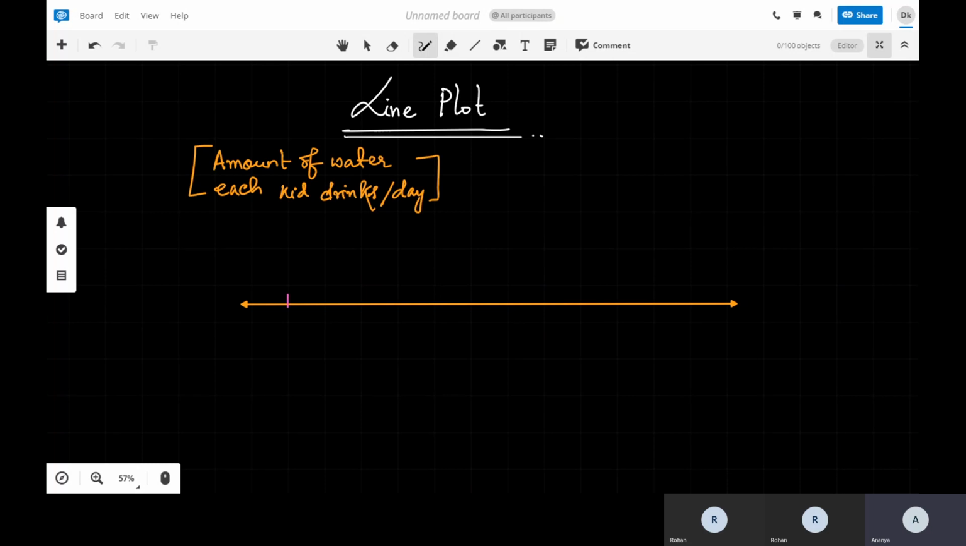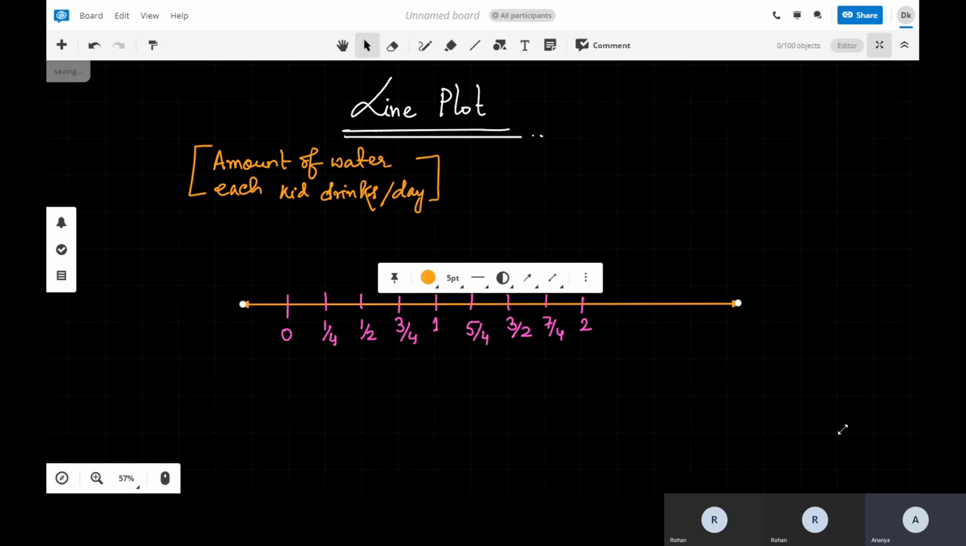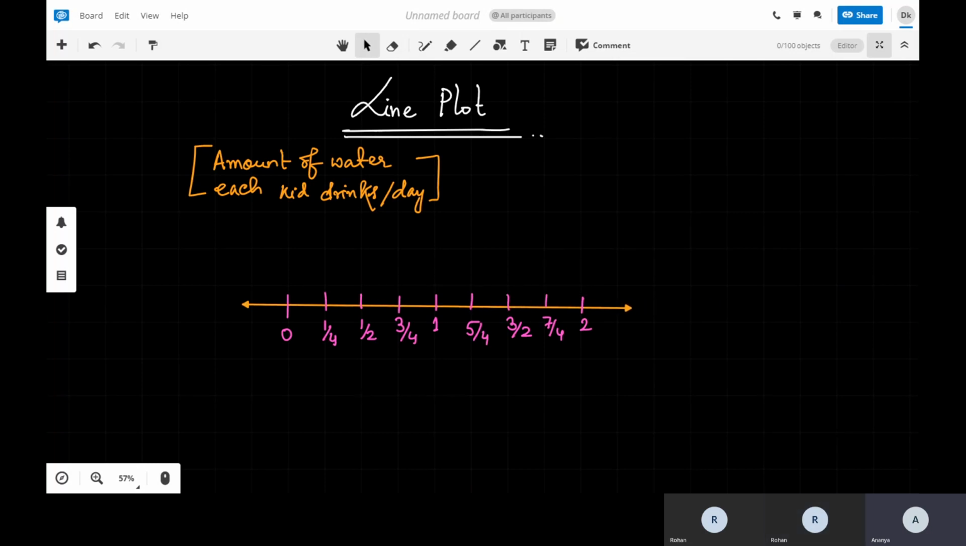Let's say this is 0, this is 1/4, this is 1/2, this is 3/4, this is 1, this is 5/4, this is 3/2, this is 7/4, and this is, let's say, 2. This is the line plot which is given to us. This is what the question has given to us.